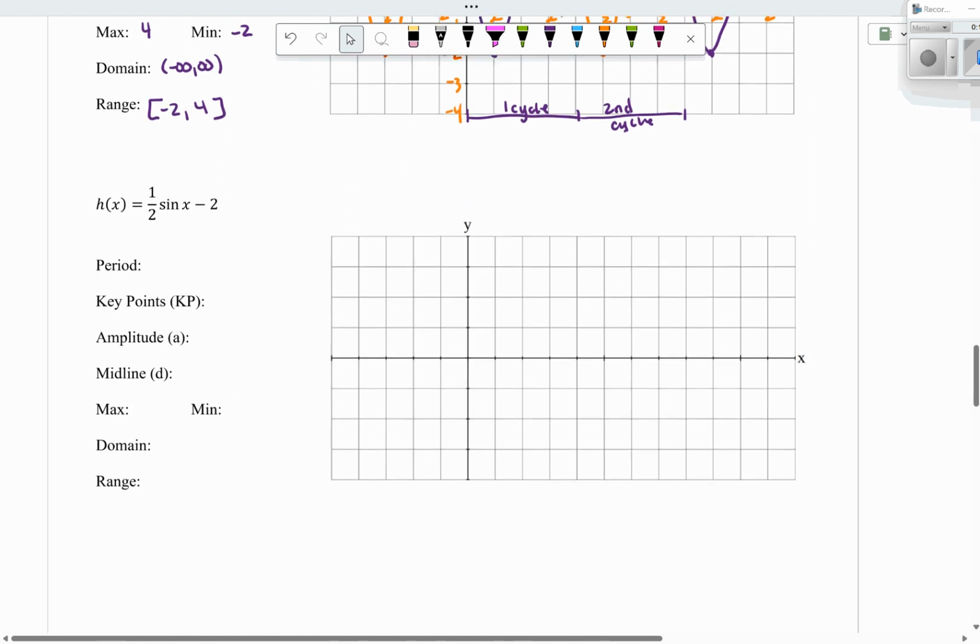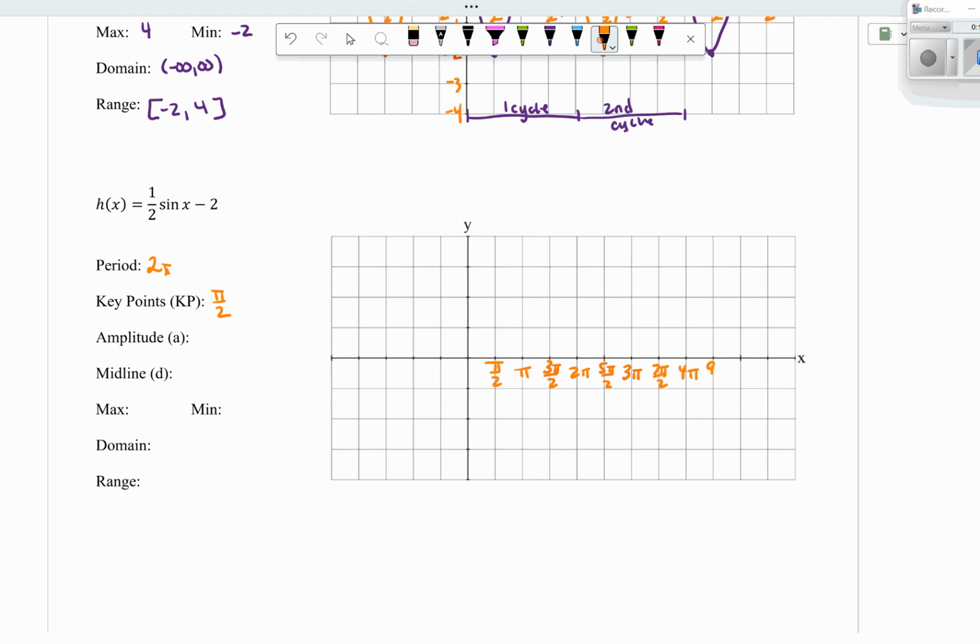So now we're going to graph this next one. So same thing, we haven't changed our b value to change the period for these graphs. So 2 pi, so our key points are still going by pi over 2. So I'm just going to write the same ones we had above. So pi over 2, pi, 3 pi over 2, 2 pi, 5 pi over 2, 3 pi, 7 pi over 2, 4 pi, 9 pi over 2, 5 pi, 11 pi over 2, and 6 pi. And again, that's just from above.